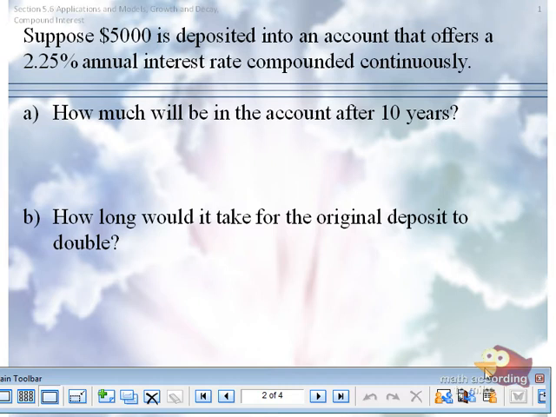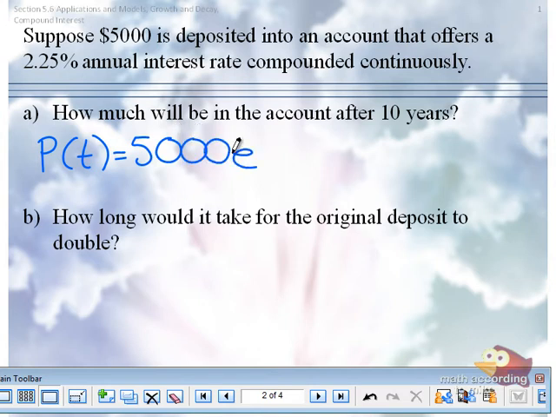Well, first off, let's build a function here. So we'd have P of t equals, what's our P naught here? How much are we starting with? 5,000. e is e, it's not a variable, to the k, our interest rate is 2.25%, so our k would be, very good. So remember, move that decimal two places to the left, 0.0225. And t is time in years, so we would just say 10. So to throw this in your calculator, you're looking for an e to the x button.